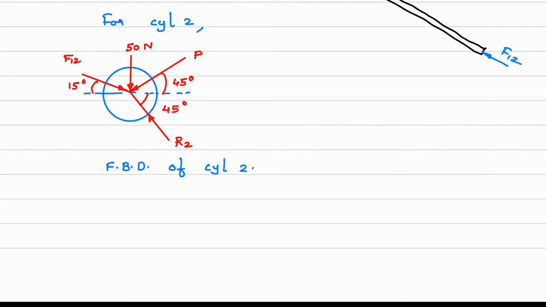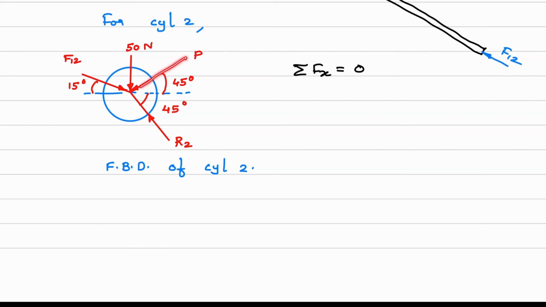Okay, now we will use, this is which type of system? If you see F1 to 2, 50 Newton, P and R2, all the forces are concurrent. Okay, what are the conditions of equilibrium for concurrent force system? Summation Fx equal to 0 and summation Fy equal to 0. We don't have to take moment in this case. Okay, so I'll write down the first condition, summation Fx equal to 0.